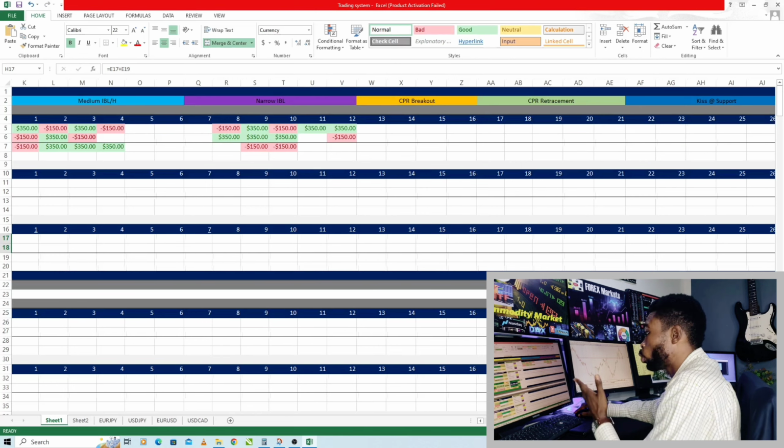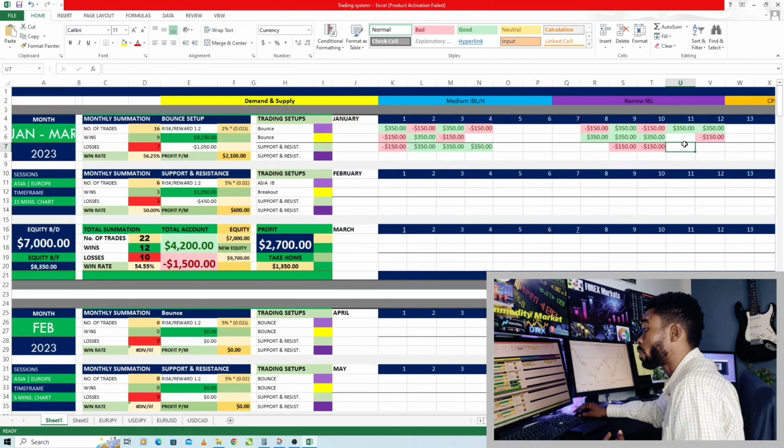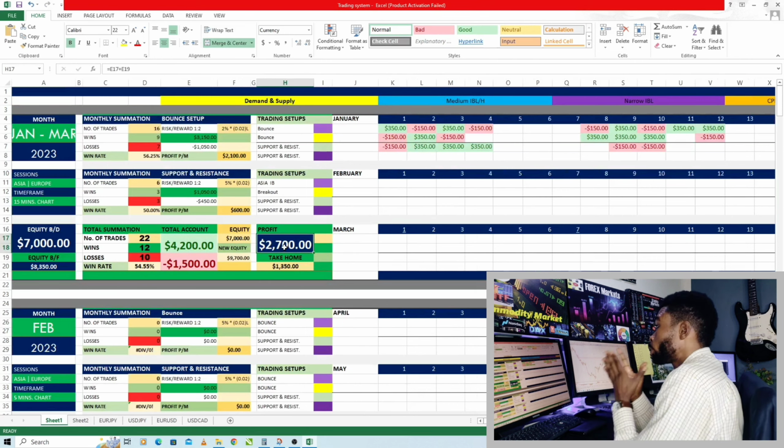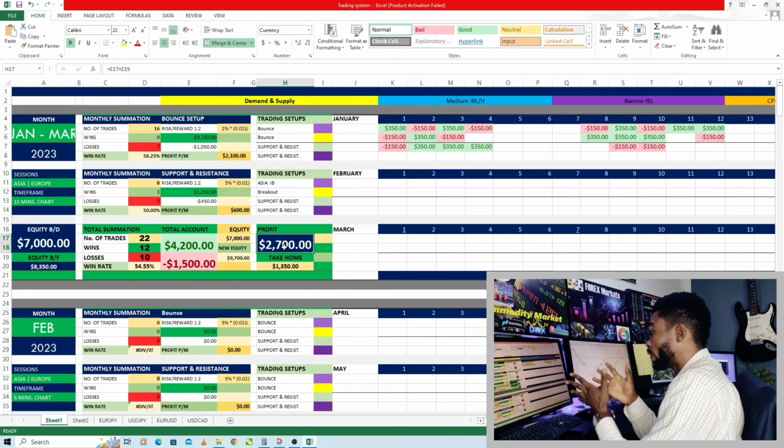So this one is almost 2 weeks, right? It's 2 weeks that we've entered. And you see that we've made a profit of what? 2,700 if you follow specific criteria. No matter the losses we've had, we are still profitable.